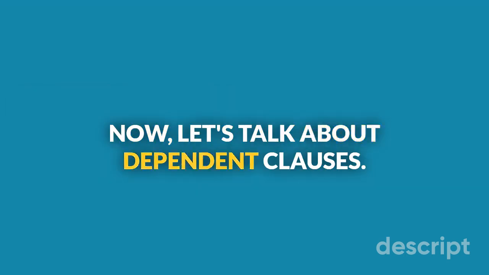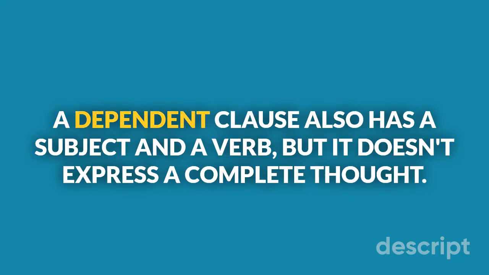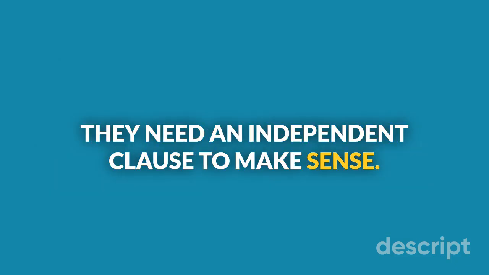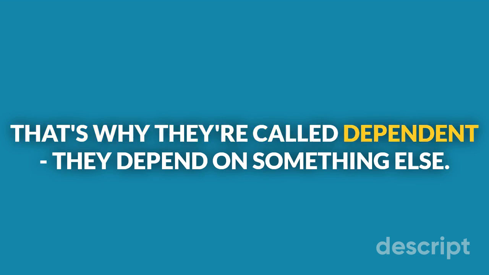Now let's talk about dependent clauses. A dependent clause also has a subject and a verb, but it doesn't express a complete thought. It leaves us hanging, making us ask, what happened next? If I say, because Lena loves to read books, or although the sun is shining brightly, those aren't complete sentences. They need an independent clause to make sense. That's why they're called dependent. They depend on something else.